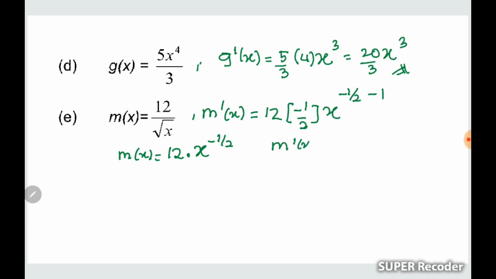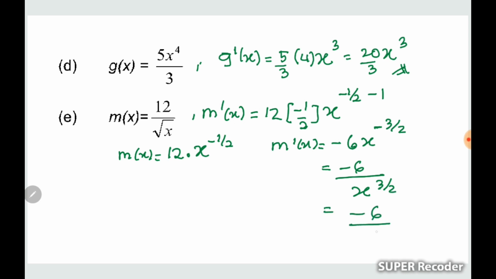Therefore m'(x) equals negative 12 over 2, which is 6, x to the power of negative 3 over 2. Then you need to simplify to eliminate the negative here, so we get negative 6 over x to the power of 3 over 2. Or you can write it as negative 6 over root x to the power of 3.